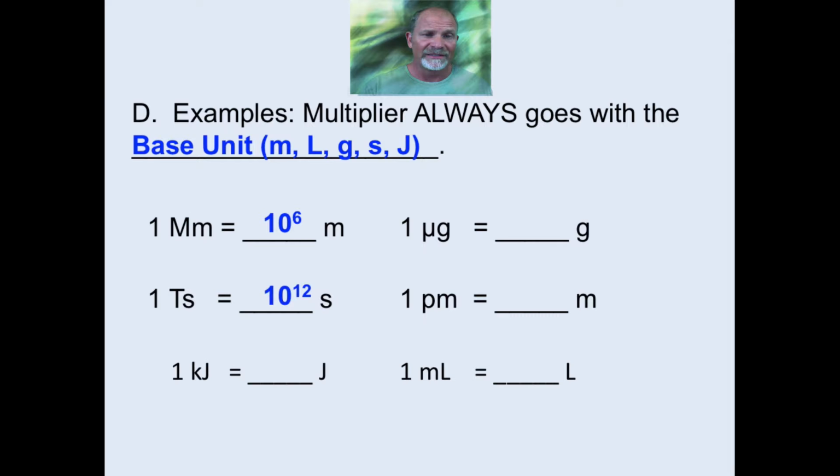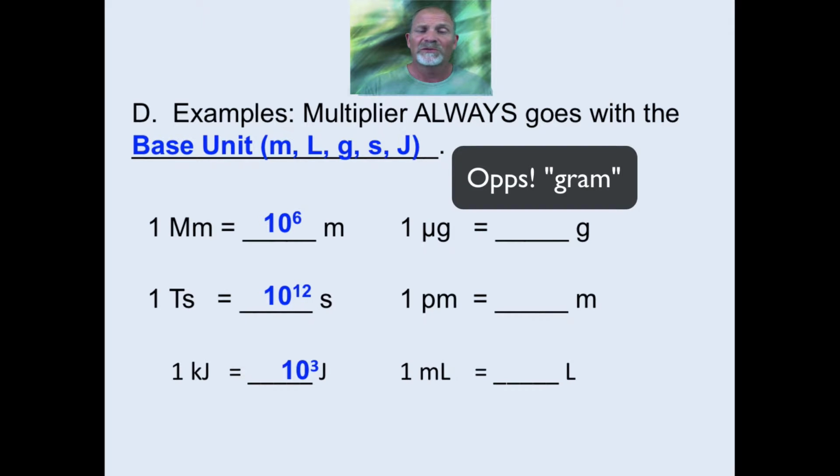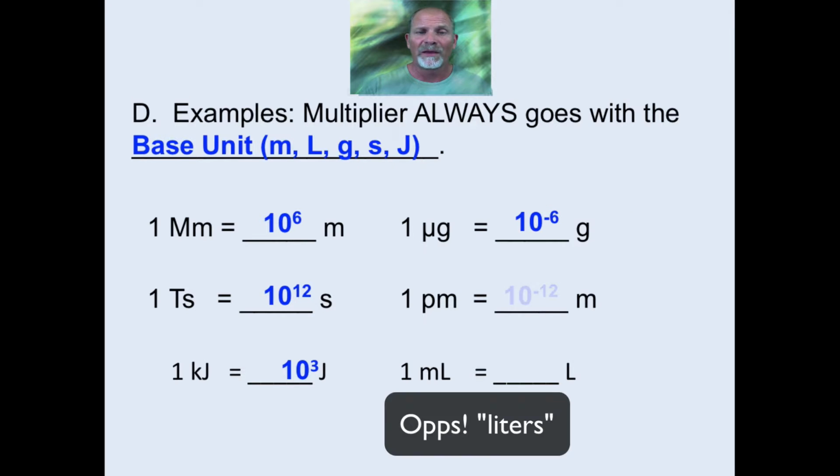A tera is 10 to the 12th. A kilo is 10 to the 3rd. So, on one side of the equal sign, I have a letter. On the other side, I have its numerical value. And so in this situation, we become a conversion factor. That means these two numbers are equal to each other. A micro is 10 to the negative 6 meters, a pico is 10 to the negative 12 meters, and milli is 10 to the negative 3 milliliters.